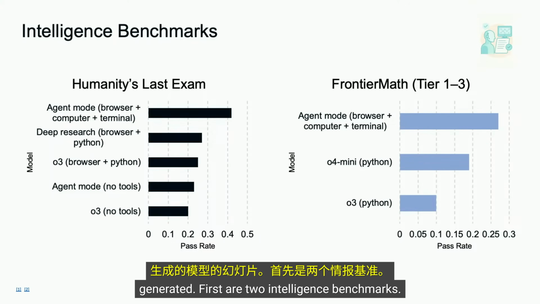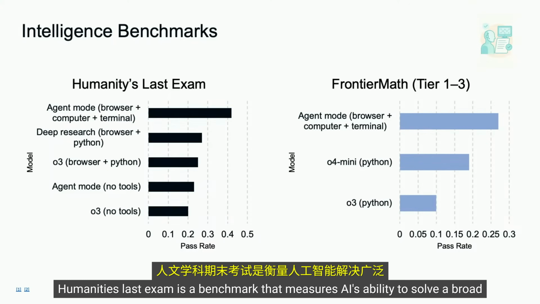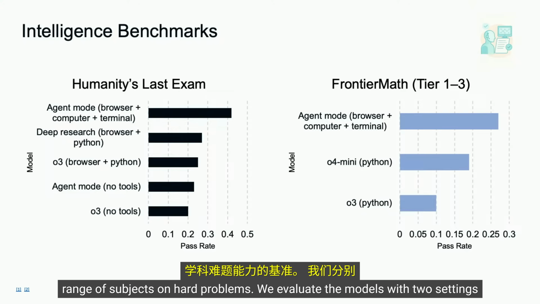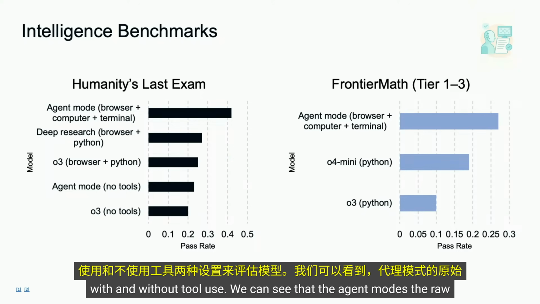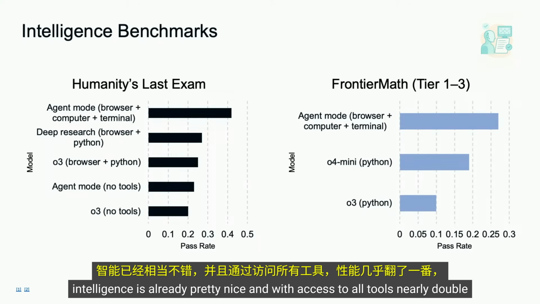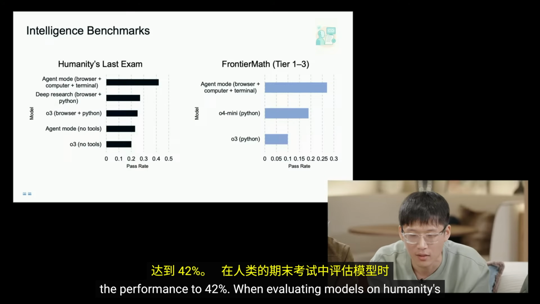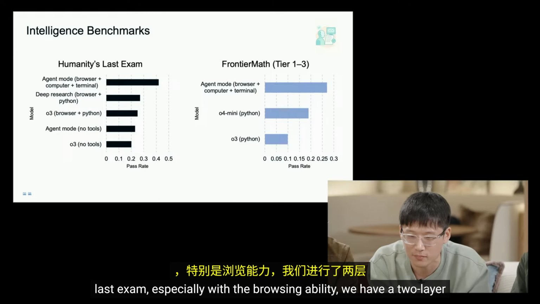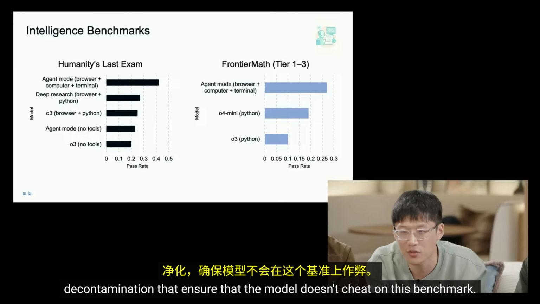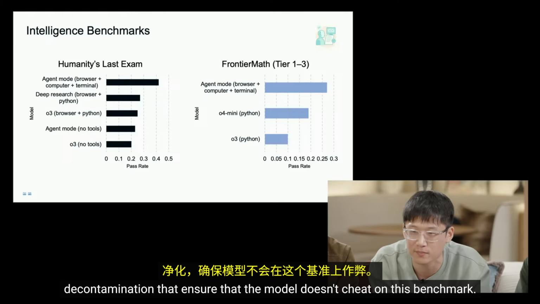First are two intelligence benchmarks. Humanity's Last Exam is a benchmark that measures AI's ability to solve hard problems across a broad range of subjects. We evaluate the models with two settings, with and without tool use. We can see that the agent mode's raw intelligence is already pretty nice, and with access to all tools, it nearly doubles the performance to 42%. When evaluating models on Humanity's Last Exam, especially with the browsing ability, we have a two-layer decontamination that ensures that the model doesn't cheat on this benchmark.